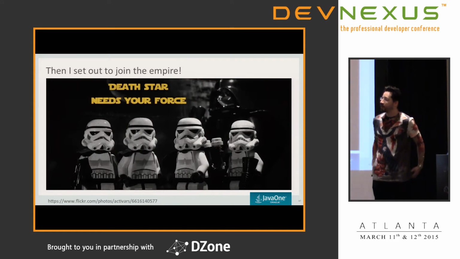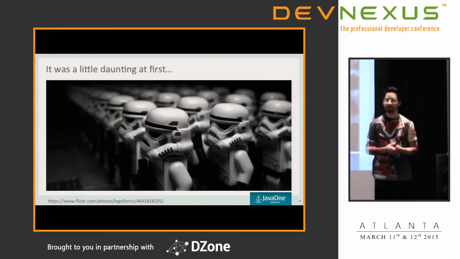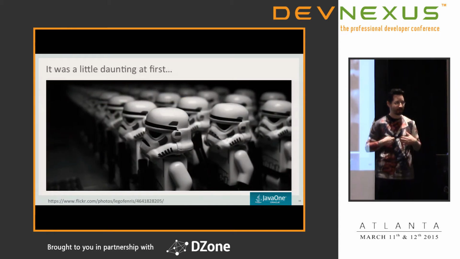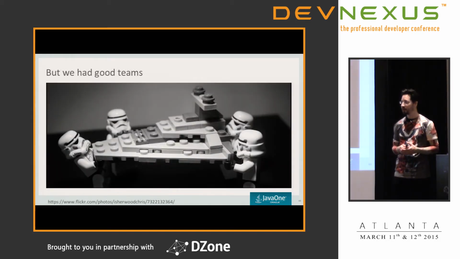And then I set out to join the empire. I joined kind of like a bigger, larger corporation. Started working at scale. For me, it was a little bit daunting. You go into a large organization and there's all these extra processes and a lot of group synchronization and things which you're doing. But, you know, again, I had good teams to work with and really smart people. So we got stuff done.